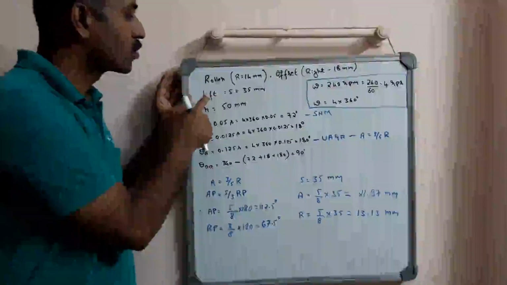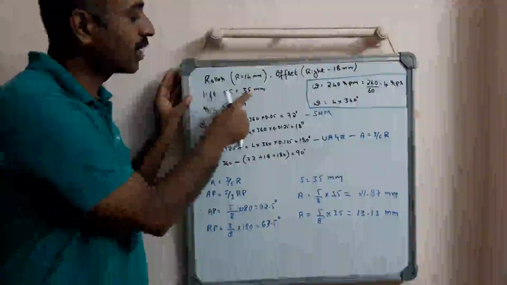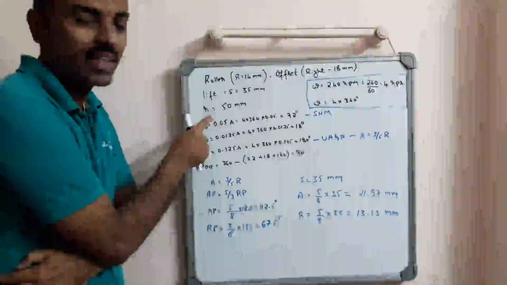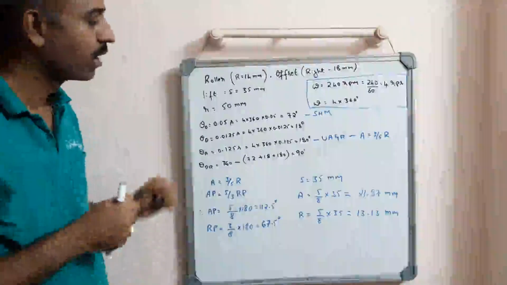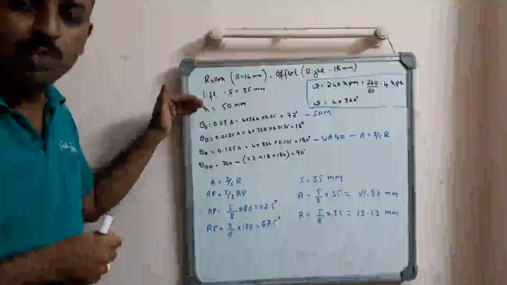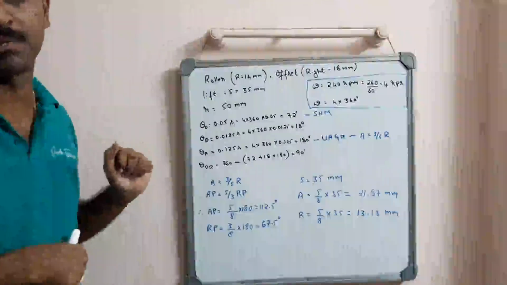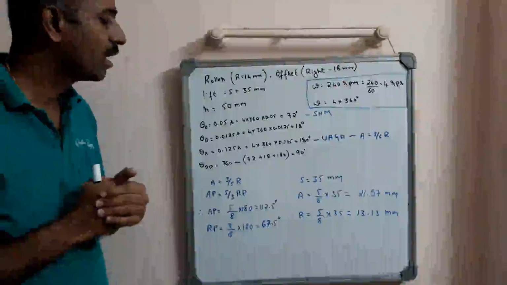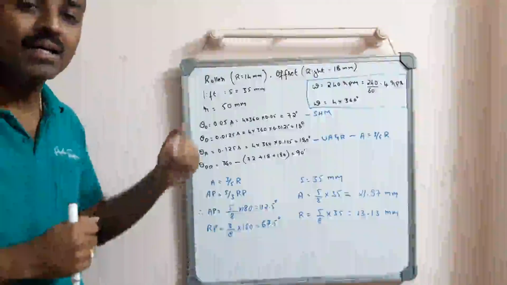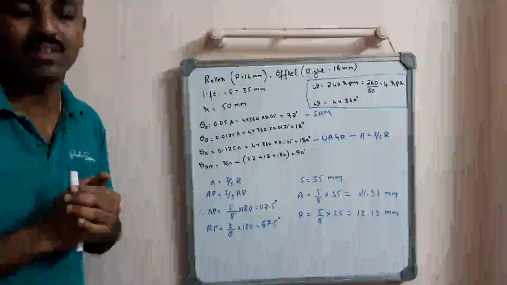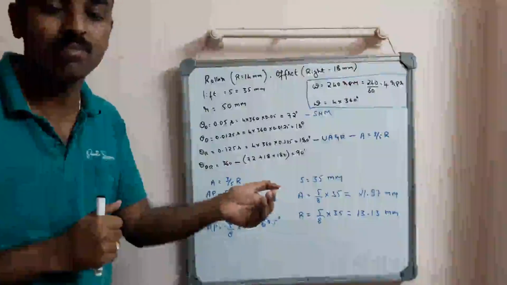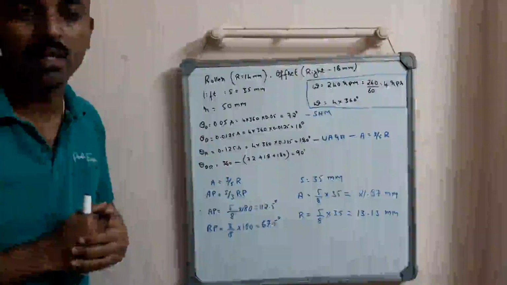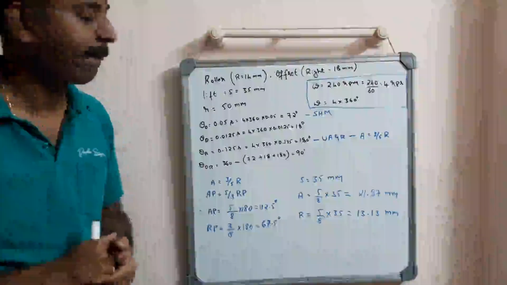The lift, stroke or displacement of the follower is 35 mm. Base circle radius of the cam is 50 mm. Then the displacement of the follower has been described. But in this question, instead of giving the angle covered by the cam, he has given the time taken by the cam for the outstroke, return stroke and other movements of the follower.